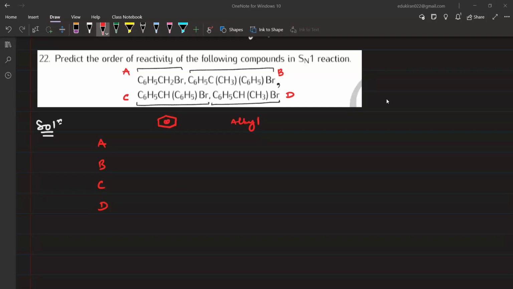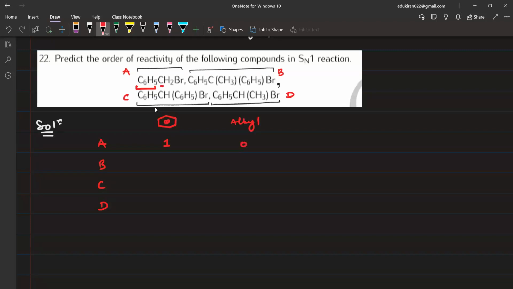How many benzene rings? Yes, Khatun, correct. Here we have 1. And how many alkyl groups? So see, this is the alpha carbon. This alpha carbon is having 1 benzene ring and 2 hydrogen. It does not have any alkyl group. So this will be 0.